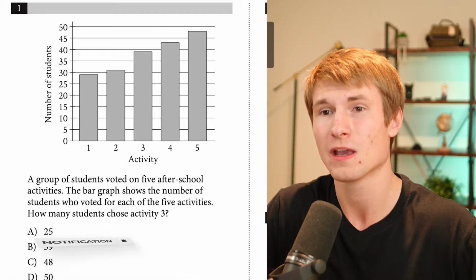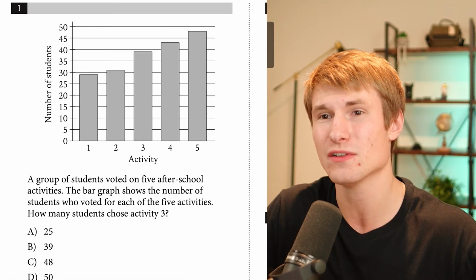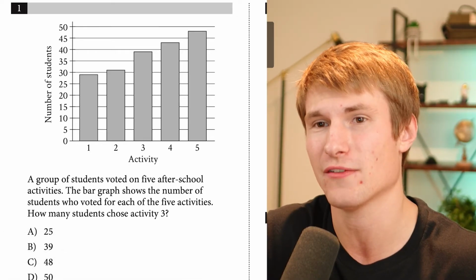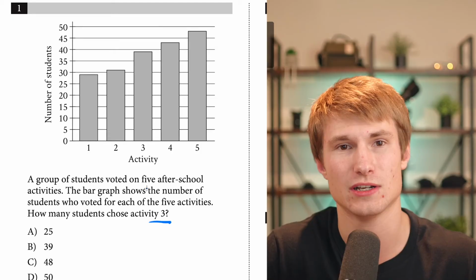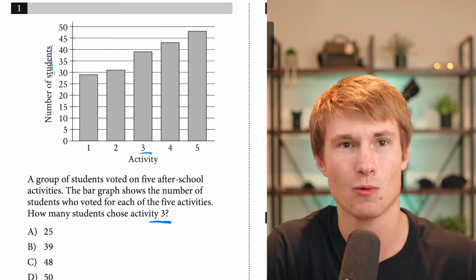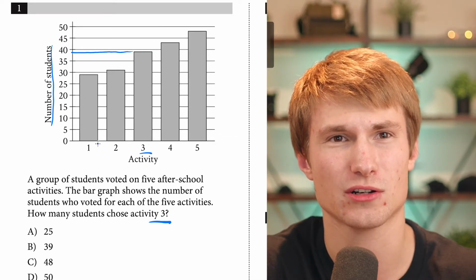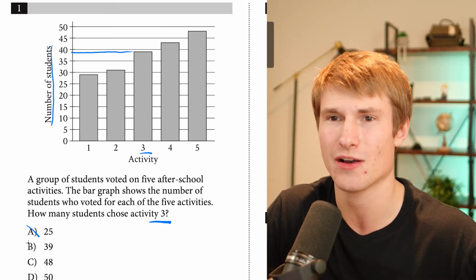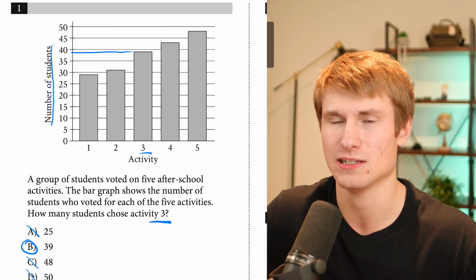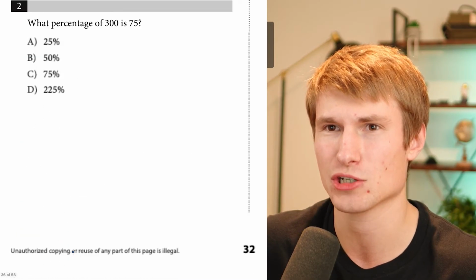Question number 1. A group of students voted on 5 after-school activities. The bar graph shows the number of students who voted for each of the 5 activities. How many students chose activity 3? We see we have activity 3 here. Our y-axis is our number of students. We just go over to our y-axis. We see it's somewhere around 38 or 39. We got option A, 25, option B, 39, C, 48, and D, 50. So our answer's got to be 39. We can move on to question number 2.